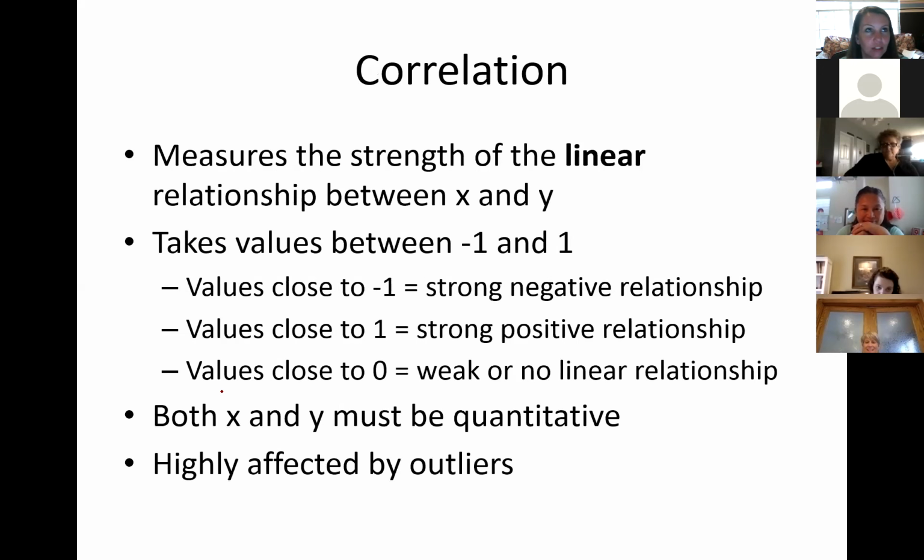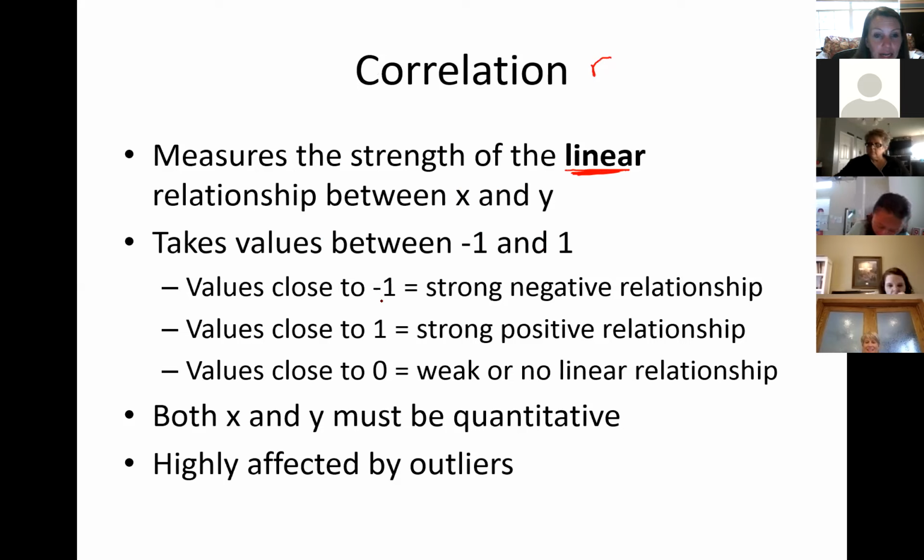Once we've looked at a scatter plot, the next step is to look at a numerical summary of the relationship. And we use correlation for that. Correlation is denoted by the little lowercase r, and it measures the strength of the linear relationship between X and Y. It takes values between -1 and +1.